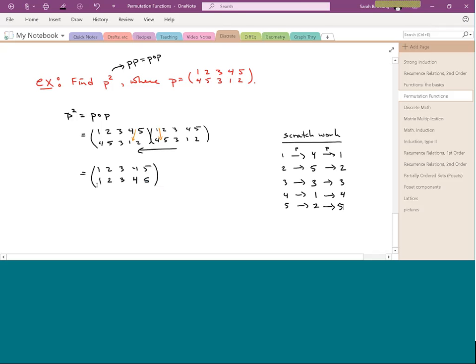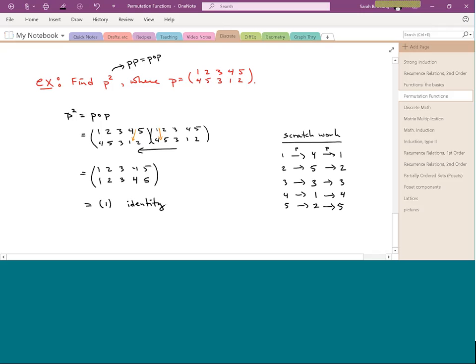Now this one, while not what I planned it to be, because normally you have just a scramble of the numbers 1 through 5. There's 120 different permutation functions here. The likelihood of us getting this one particular one was pretty low, but it actually is a very special permutation. This was our identity permutation function. Let me write the word identity.